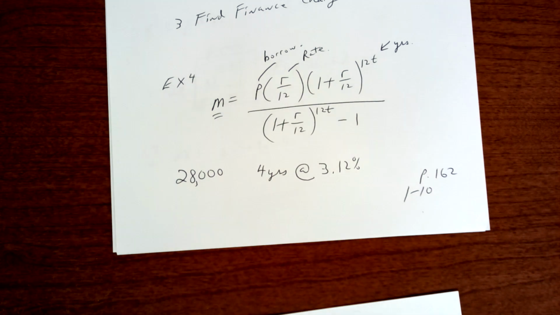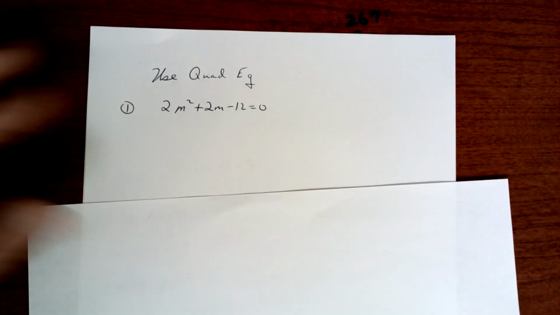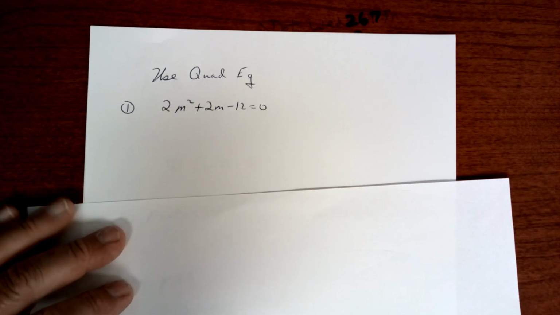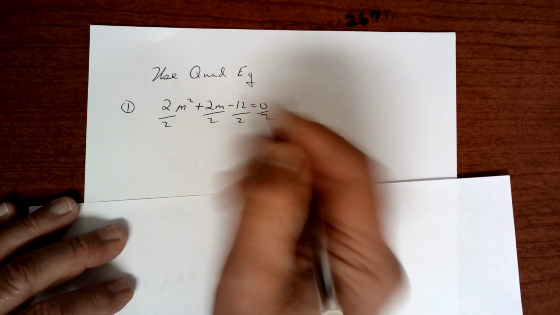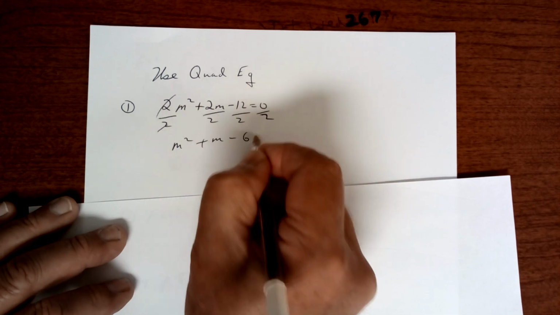Okay, so for college algebra, let's take a look here. Copy that down. We're going to factor this, okay? Well, here you can divide everything by 2. So I would do that. So I would get m squared plus m minus 6. And then I would factor that.